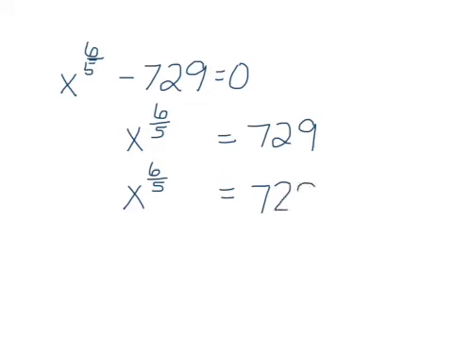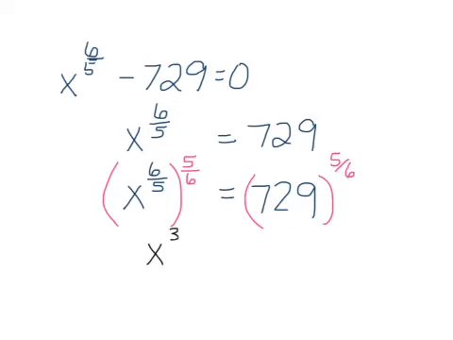So what we can do is we can raise both sides of our equation to the reciprocal power. So we'll raise this side to the 5/6 power and raise this side to the 5/6 power as well. So on the left hand side, when we're multiplying these exponents, now we would have x to the 30 over 30, which leaves us with just x. And that's exactly what we want, x on the left hand side by itself.